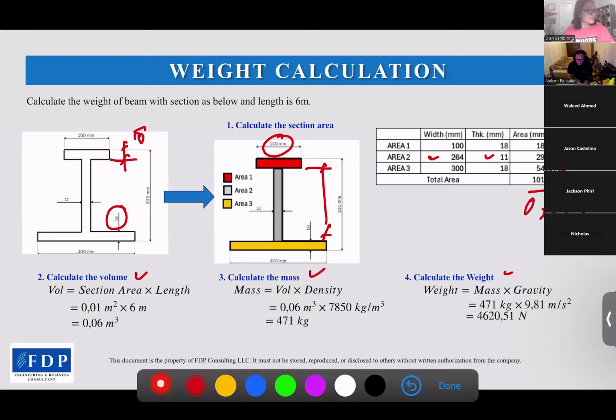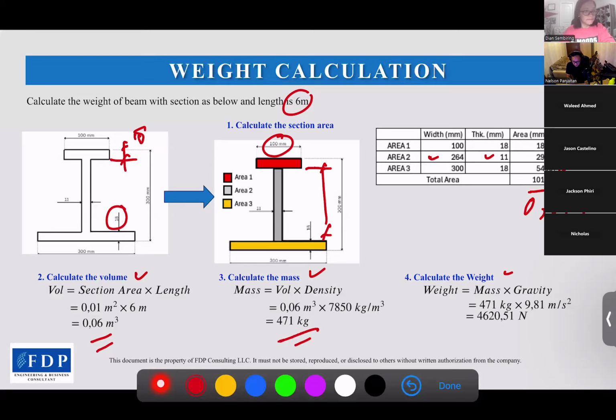And then we can calculate the volume now. Section area times length. The length mentioned here is 6 meters. So it will be 0.01 meter square times 6 meters. It will be 0.06 meter cube. And then after that, we calculate the mass, volume times density, because it's steel. Then we use 7,850 kilogram per meter cube as a density. Volume is 0.06, then mass is 471 kilograms.